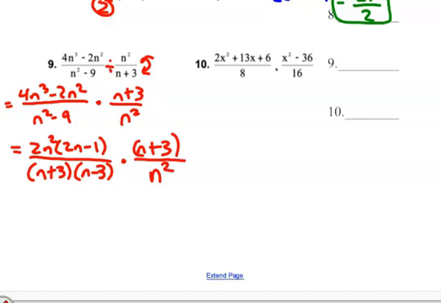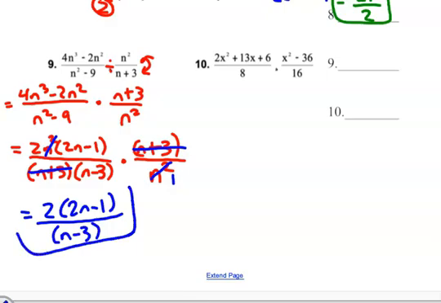Okay, we're going to try to simplify what we can here. We're going to eliminate n plus 3's. We're going to eliminate this n squared with this n squared. That's just a 1 now, and that's all we can do. So for this one, we're at our final answer. We have a 2, we have a 2n minus 1 left up top. We have an n minus 3 on the bottom. And that would be it. So that would be our final answer for number 9.